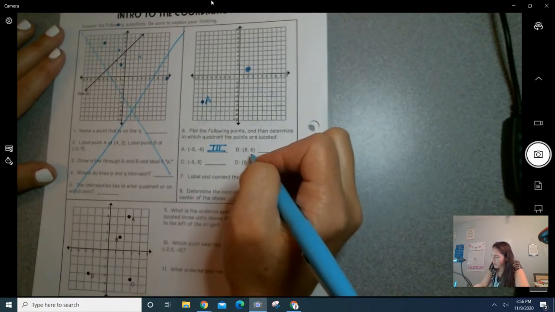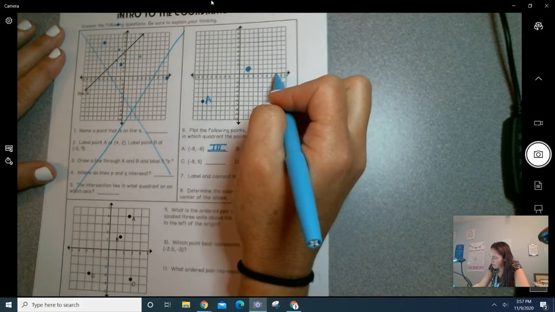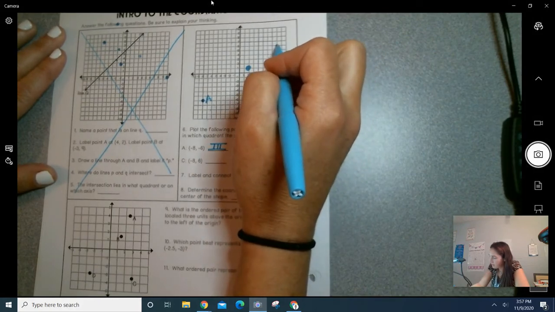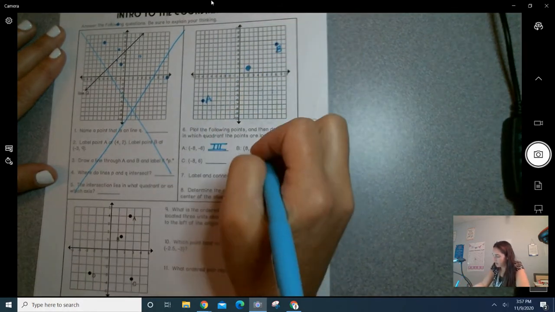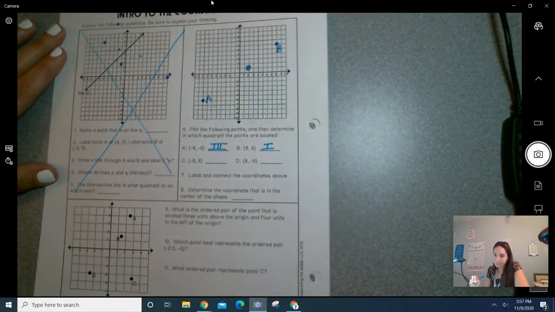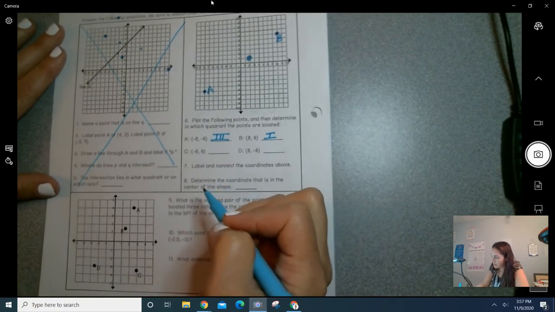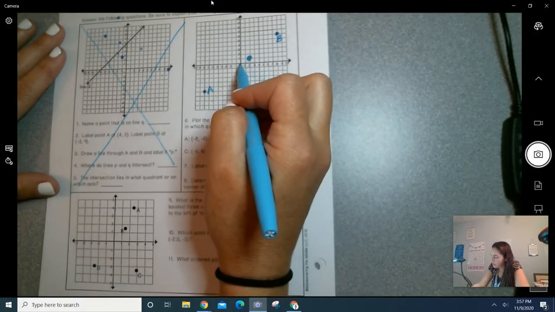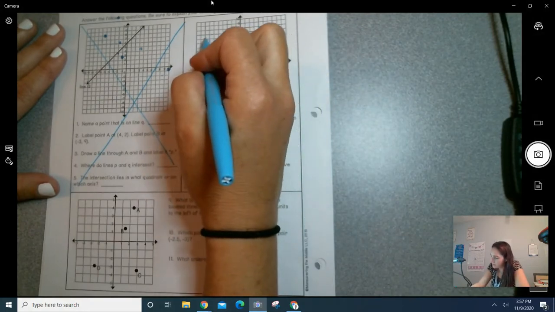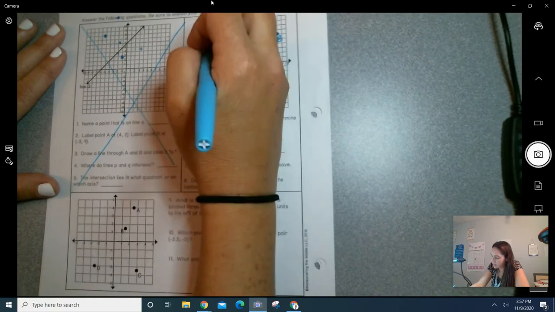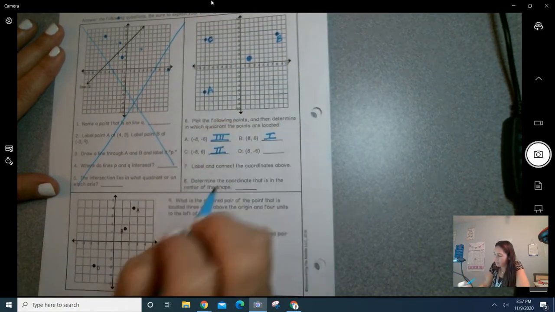B is the point 8, 6. So you would have gone to the right 8 and then up 6 to get to point B. And that's going to be in quadrant 1. C is the point -8, 6. So you're going to go to the left 8 and then up 6. And that's the point C. And that is in quadrant 2.